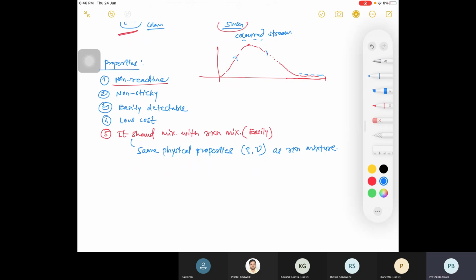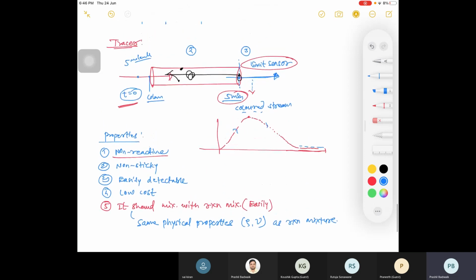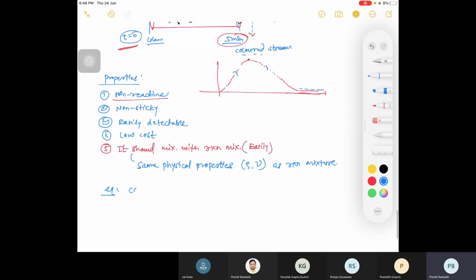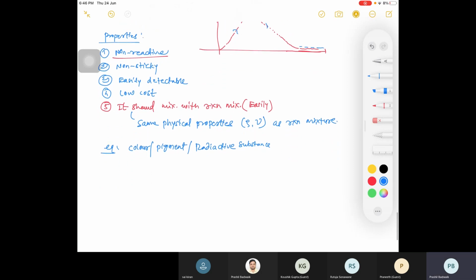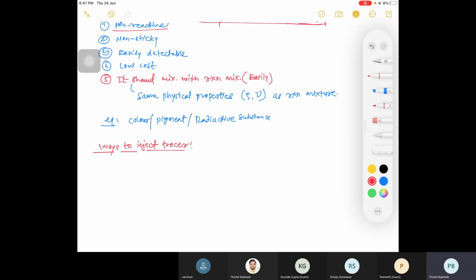Second thing that you can use instead of color is a radioactive substance, right? So for tracer examples you can write, it may be color, it may be a pigment, it may be a radioactive substance, right? This kind of thing. Okay, now the next point, a basic portion of this, is ways to inject tracer. This topic will also be there in your process dynamics and control.